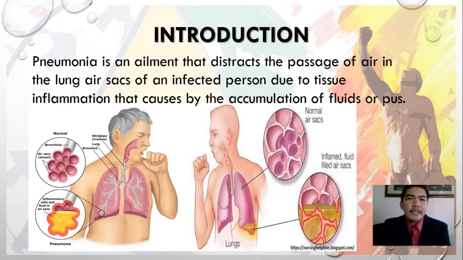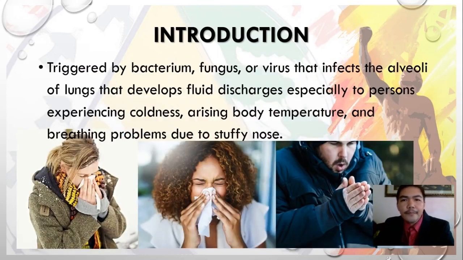Pneumonia is an ailment that obstructs the passage of air in the lungs' air sacs of an infected person due to tissue inflammation caused by the accumulation of fluids or pus. It is usually triggered by bacteria, fungus, or virus that infects the alveoli of the lungs and develops fluid discharges, especially in persons experiencing coldness, a rising body temperature, and breathing problems due to a stuffy nose.